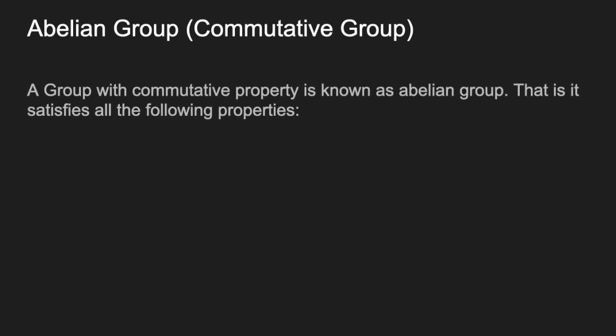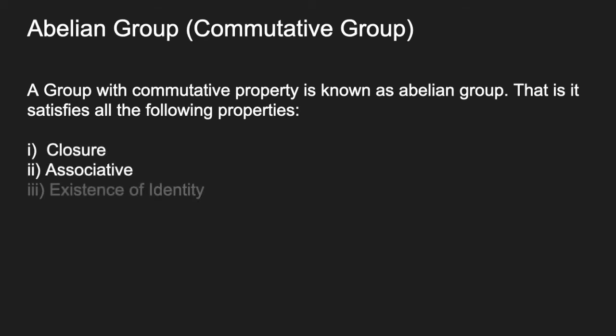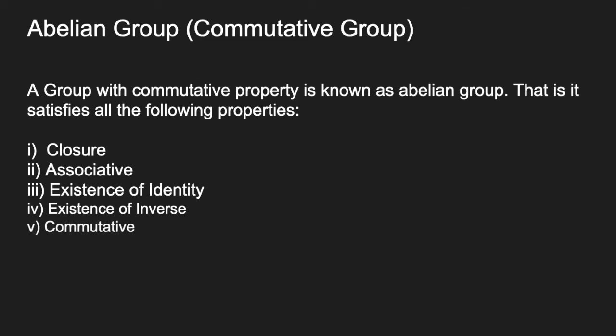Next, abelian group or commutative group. Now, a group with commutative property is known as an abelian group. That means first of all it has to be a group with commutative property. So that means it should follow how many properties? I think 5. The first one, closure, the second one, associative, the third one, existence of identity, fourth one, existence of inverse. These all are properties of a group plus the commutative property. That means the fifth one, commutative.